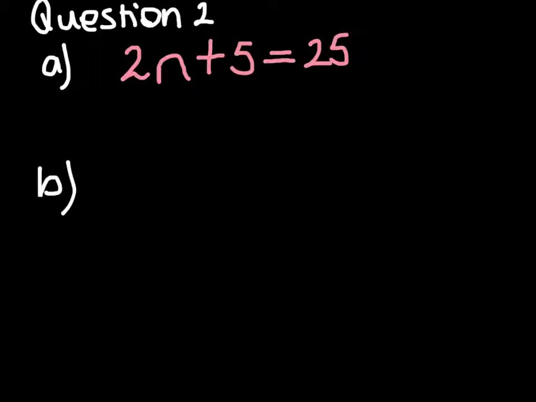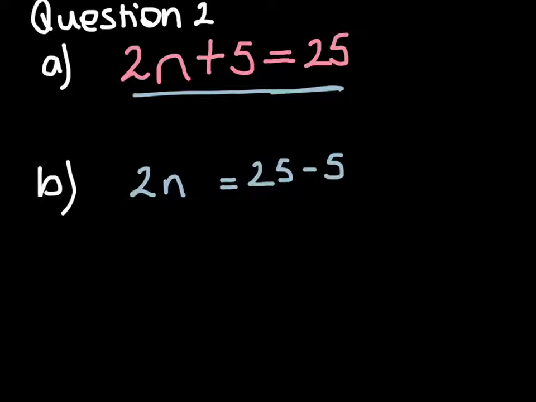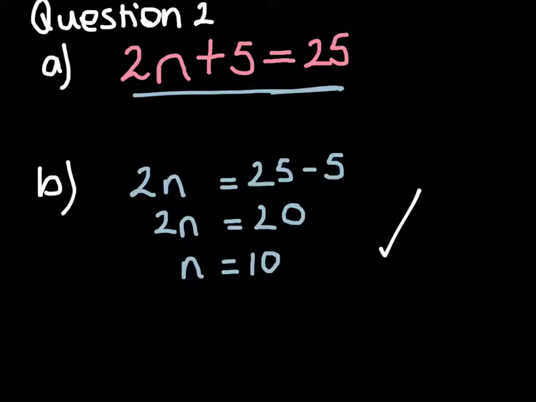Next, B. We use this equation to find the teacher's number. So now I have to solve that above equation. The first thing I'm going to do is move that plus 5, and it's going to change the sign, change the operation. It's going to become minus 5. So 2n equals 20, n equals 10. Let's do a little check over here. 2 times 10 is 20, plus 5 is 25. So I know I'm right.